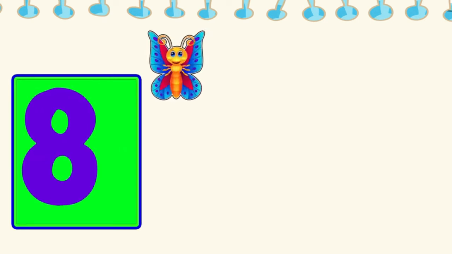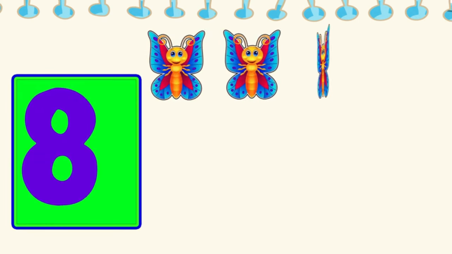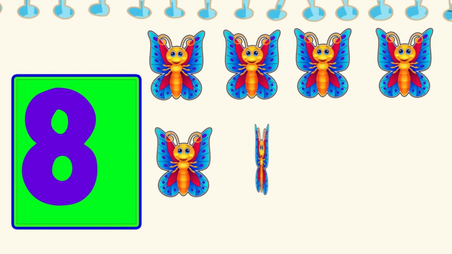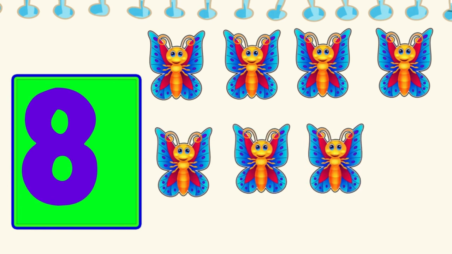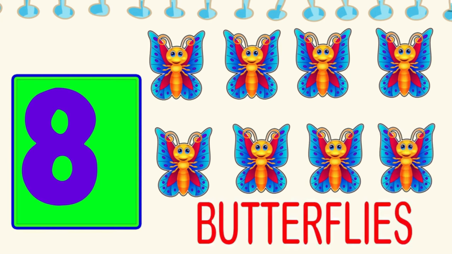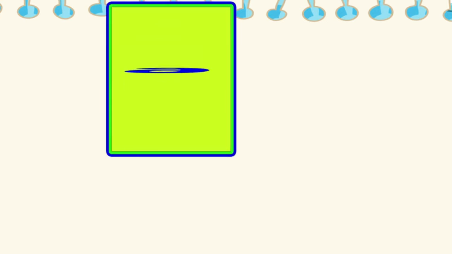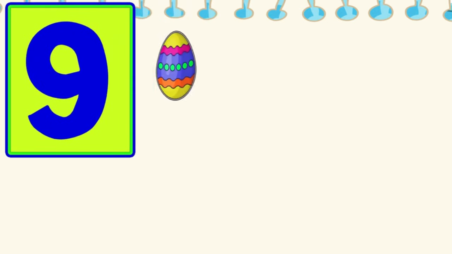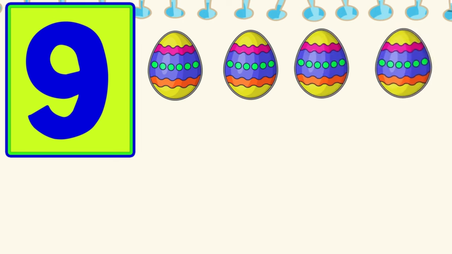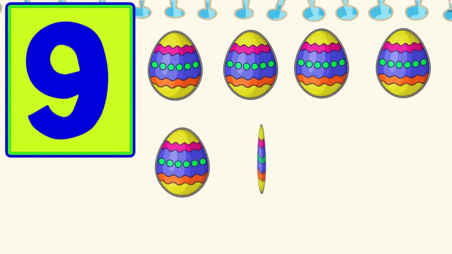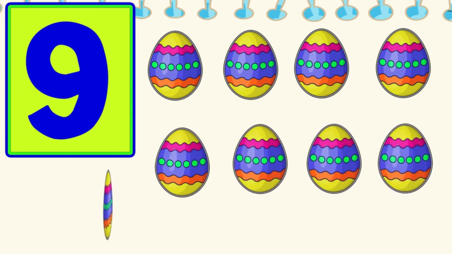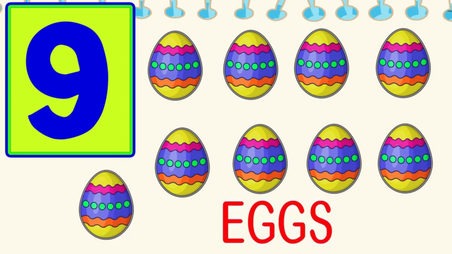8. 1, 2, 3, 4, 5, 6, 7, 8. 8 butterflies. 9. 1, 2, 3, 4, 5, 6, 7, 8, 9. 9 eggs.